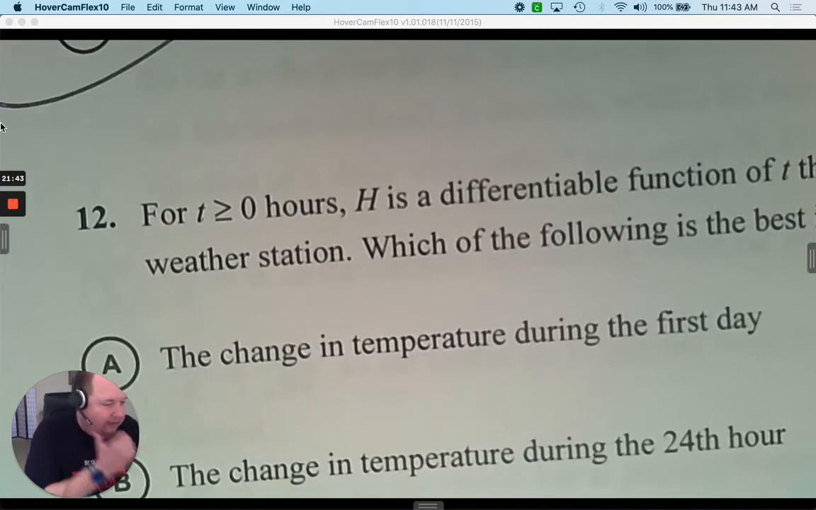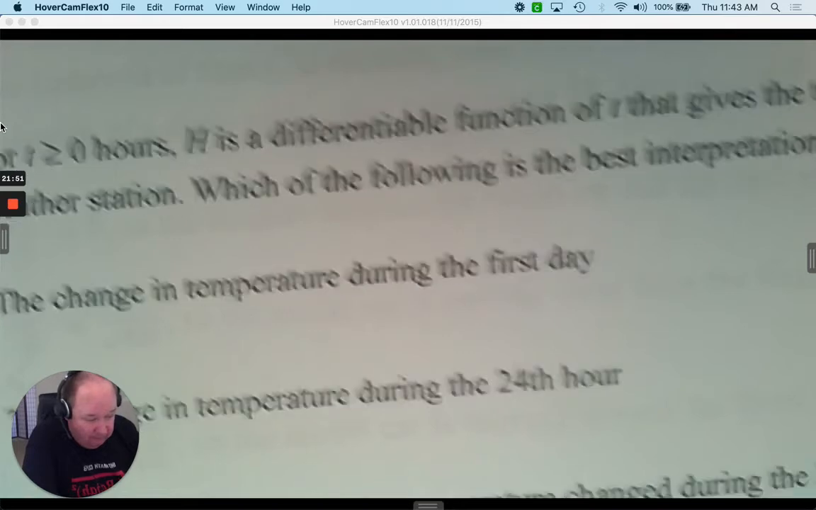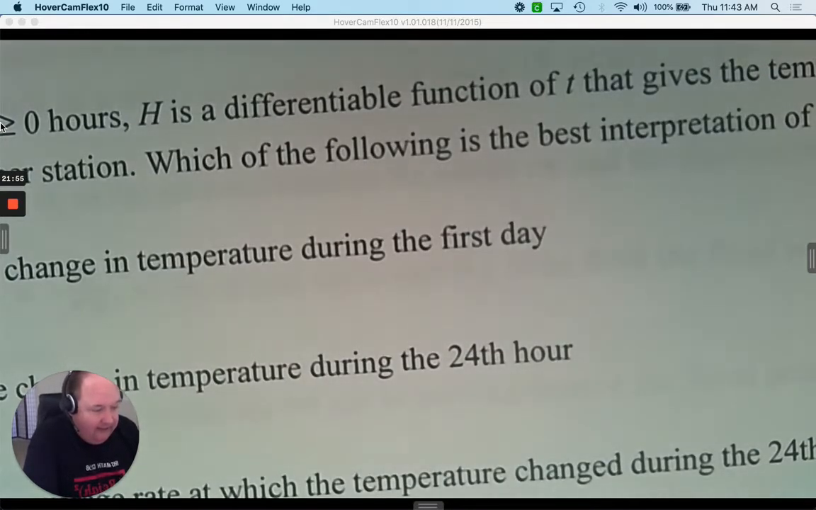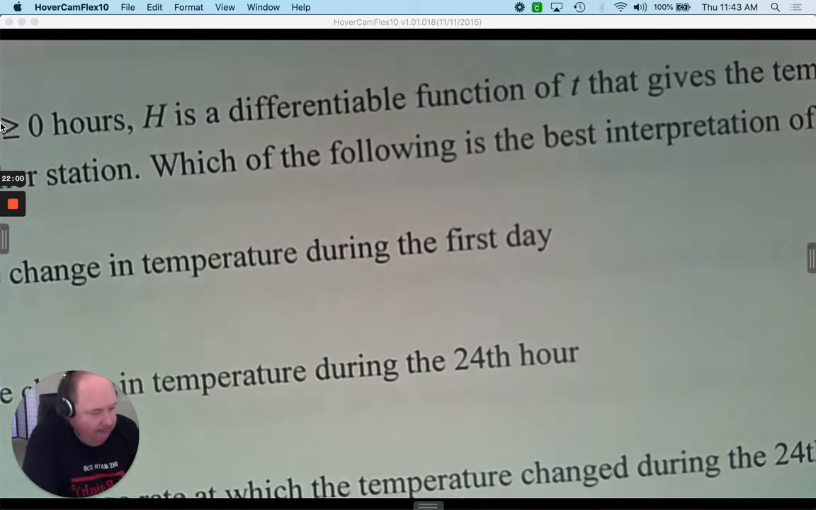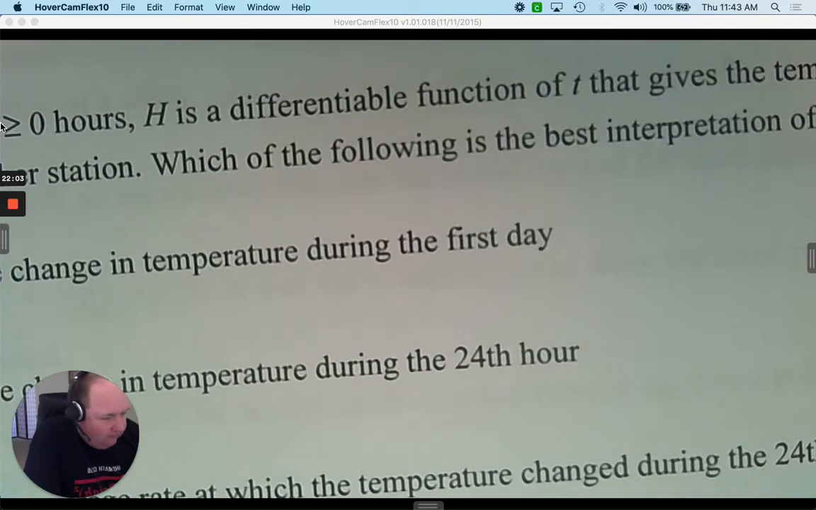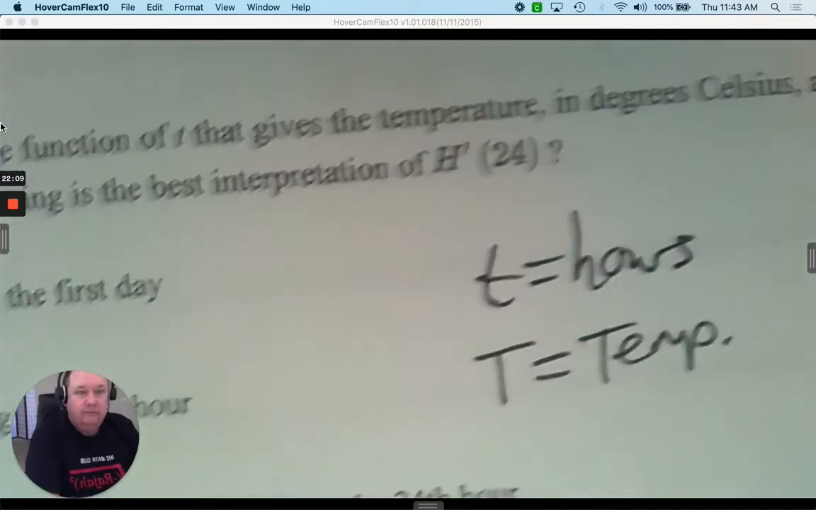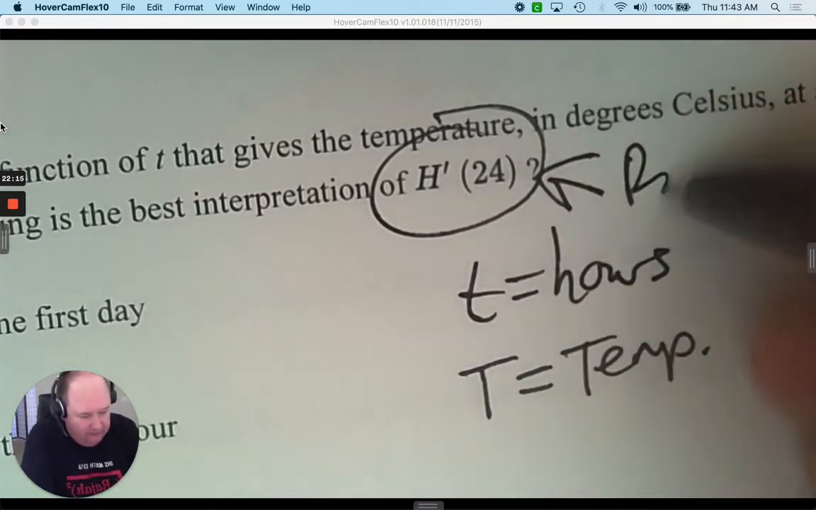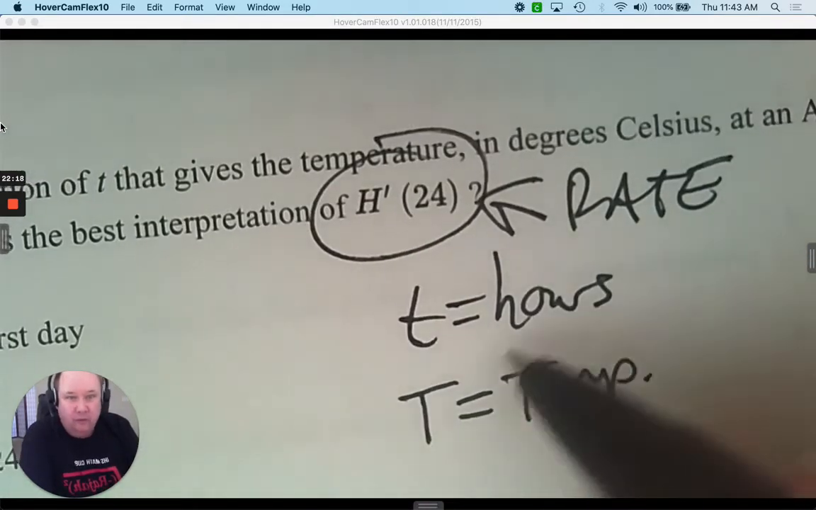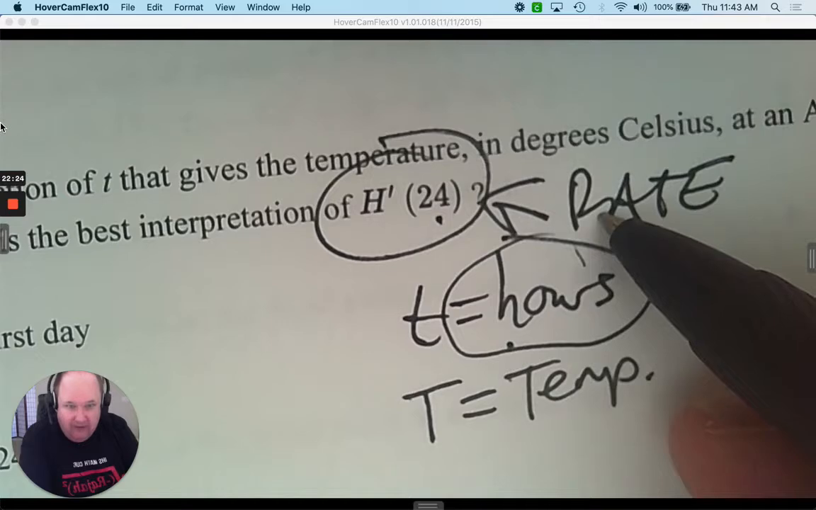Number 12. For t greater than 0 hours, h is a differentiable function of t that gives the temperature in degrees Celsius at an Arctic weather station. So t is in hours, and what's inside is the temperature. What does this mean then? The derivative. If I see derivative, it means rate. So the rate at what time? At 24 hours, what's the rate of the temperature?